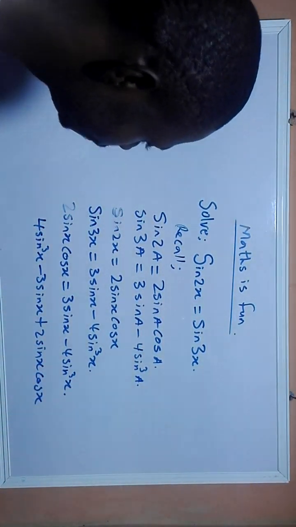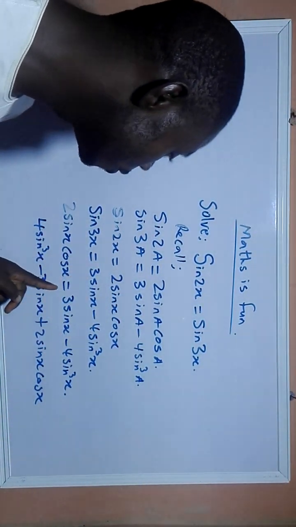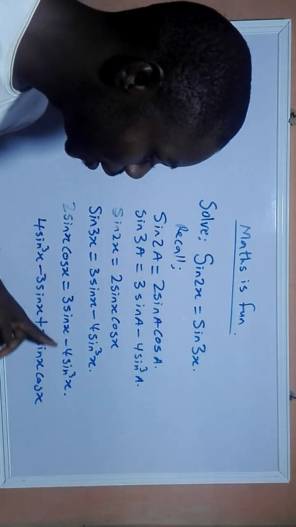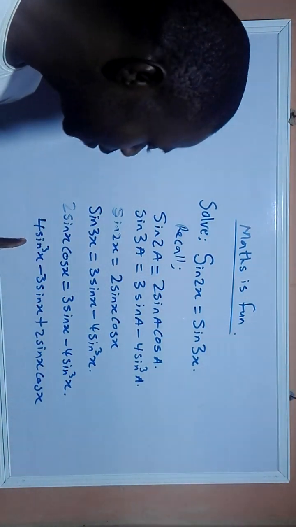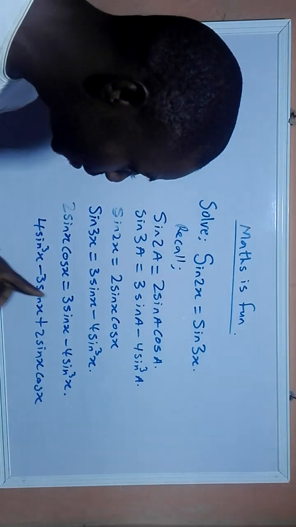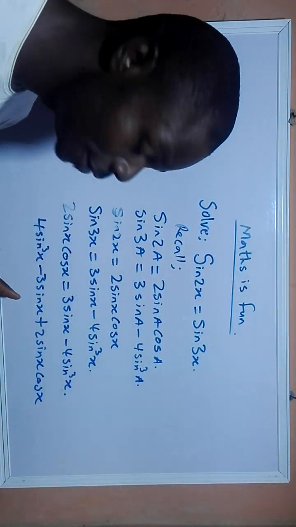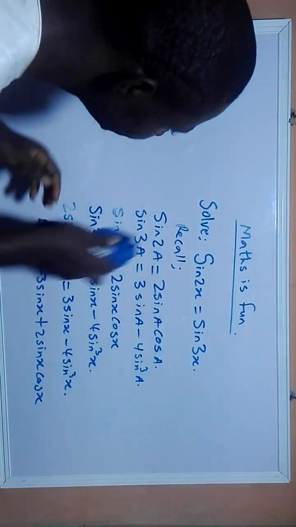You know what I did? This is an equal sign, of course. When a minus sign is crossing this equal sign, it will turn to positive. So the same thing, there is an invisible plus here. That's why you are saying minus 3. It's crossing this bridge to come and meet 2 sine x cos x. Now let's proceed.